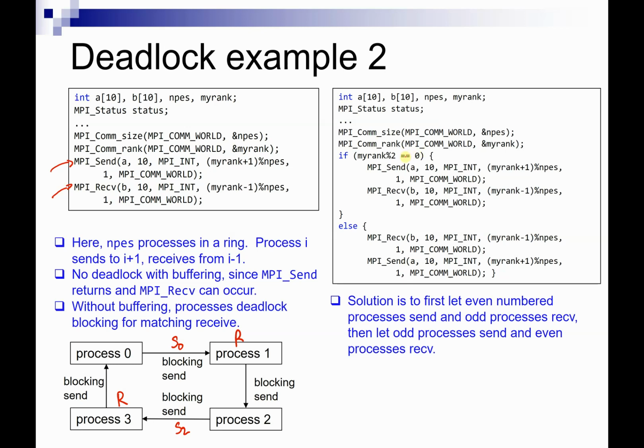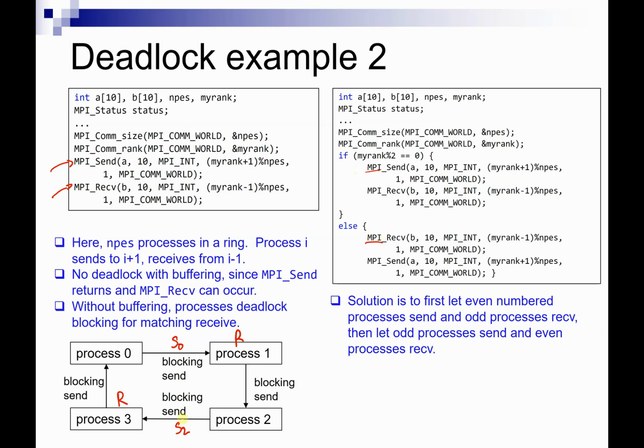Okay, if I have an even rank, then I'm going to send first, and I'm going to send to the next process, and then I'll receive after that. On the other hand, if I have an odd rank, then I'm going to receive first, and then I'll send. So this way, P0 is going to send first, and P1 is going to receive. Then P0 can finish its send, and then P1 can finish its receive.